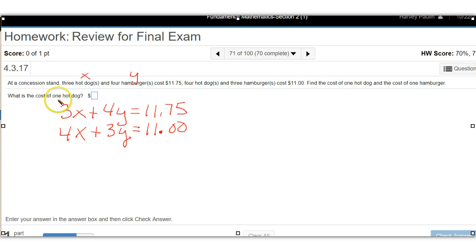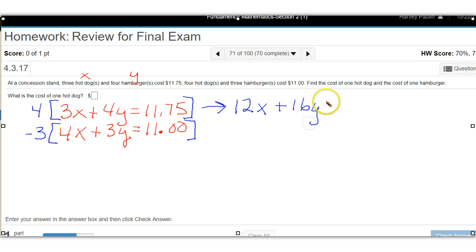So you're probably going to use the technique where one of these will cancel out. But you're going to have to modify both equations. So if I multiply this equation by 4 and this equation by a negative 3, let's just show it here: 12x plus 16y equals, and I'm going to have to use my calculator for that, and I'll do that shortly.